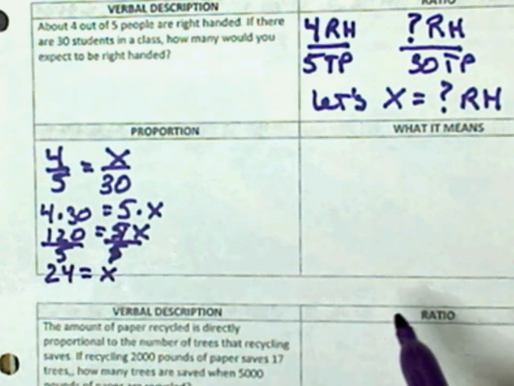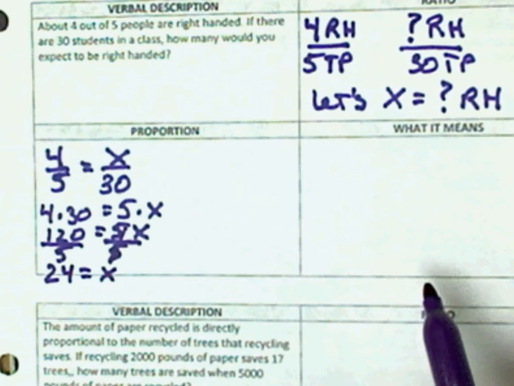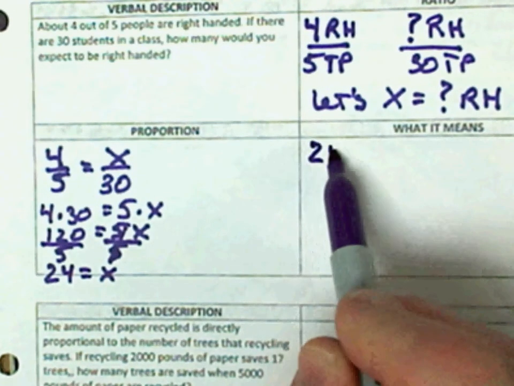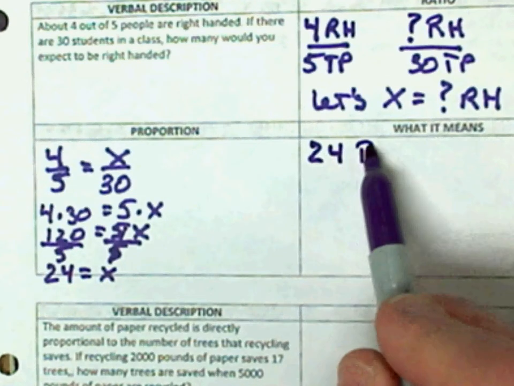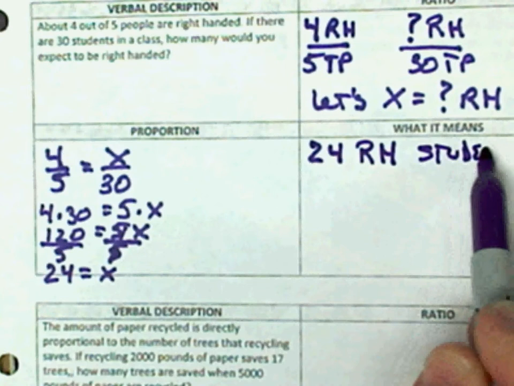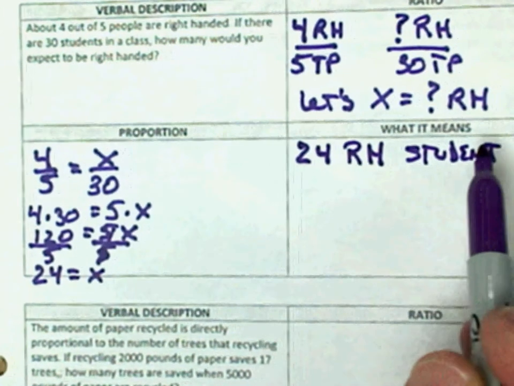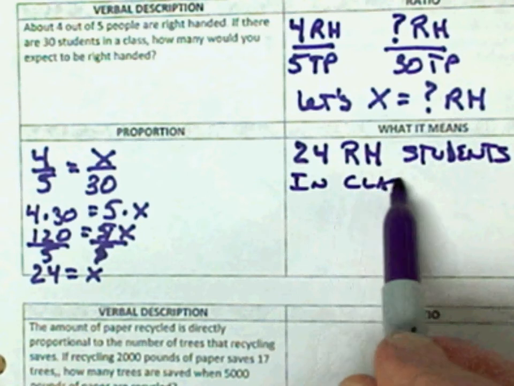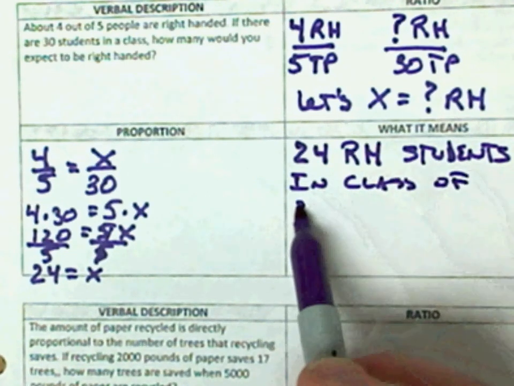So what does that 24 mean? Danny? There are 24 students that are right-handed out of 30. Right. So there's 24 right-handed students. We would expect to find 24 right-handed students in a class of 30. That's all it means.